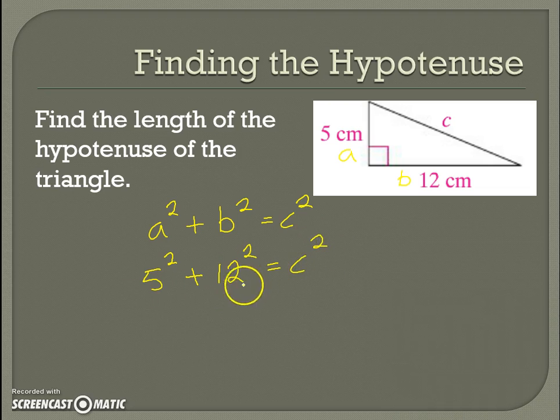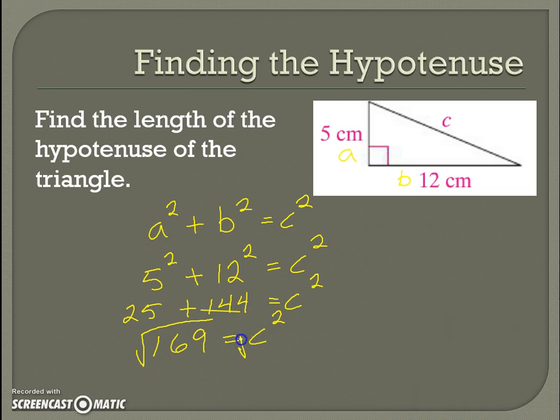From this point, I simplify. 5 squared is 25. 12 squared is 144. This is following order of operations, exponents before addition. And then I add these two values, which is 169. And then we get an equation that looks like some of the stuff that you were doing a few days ago. So I find the square root of both sides to get rid of this square. And the square root of 169 is 13. So that is the value of C. The hypotenuse is 13 centimeters.